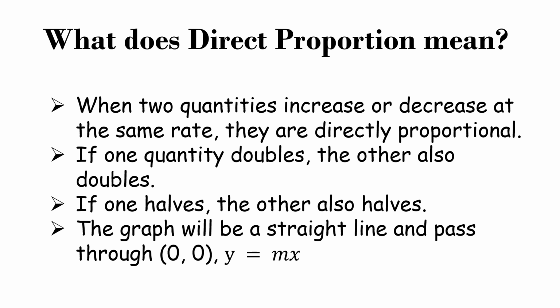What's really key about this is if we graph it, and I'm going to show you some graphs in a second, the graph is going to be a straight line, but it's going to pass through 0, 0. It's going to pass through the origin, which if we think about this in terms of our equation of the line, it's going to be y equals mx. There is no constant, or the constant is 0.